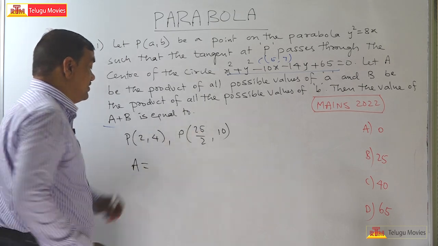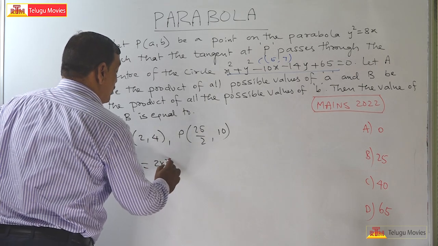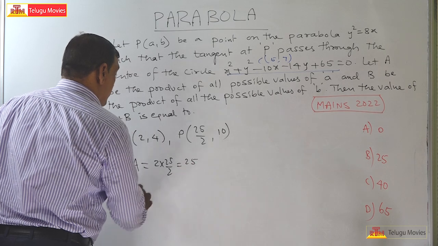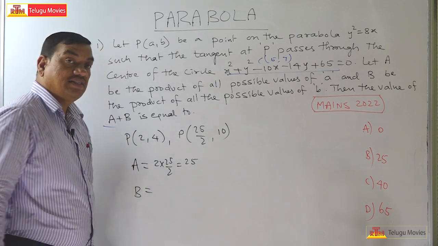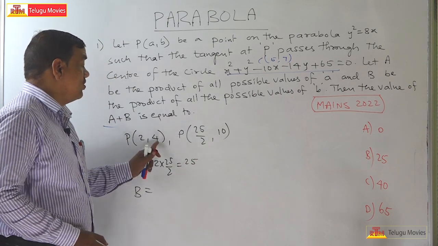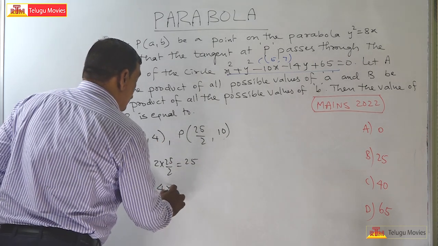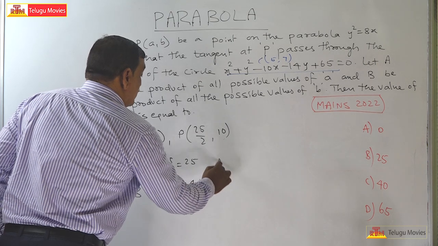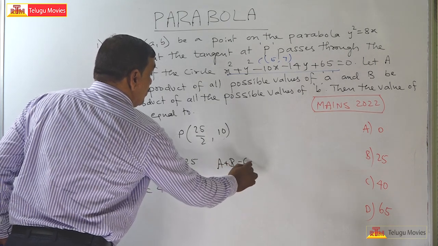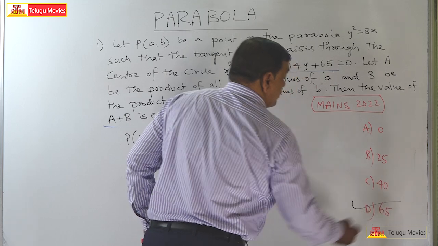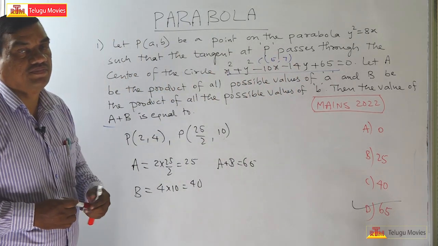This is A, this is also A. 2 into 25 by 2, this is 25. B is given as the product of all possible values of B, that is 4 and 10, that is equal to 4 into 10, 40. Therefore, A plus B is equal to 65. Therefore, 65 is your correct answer.